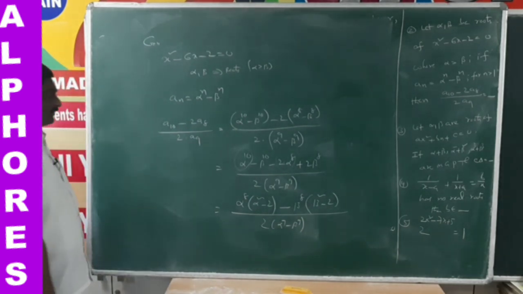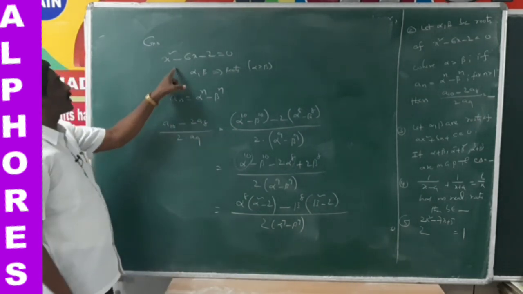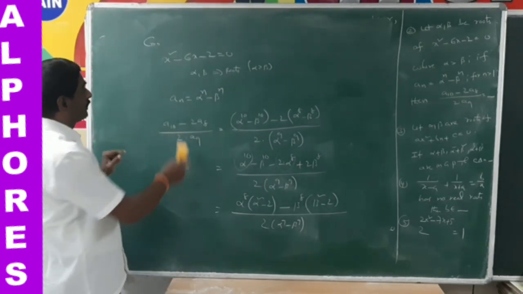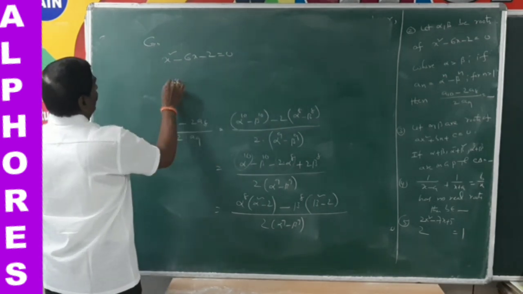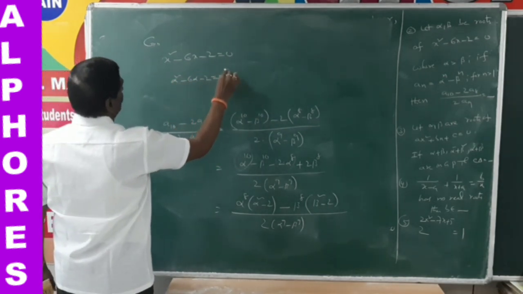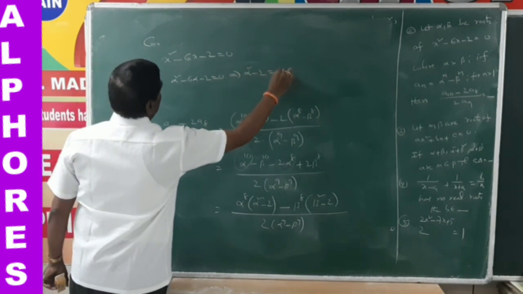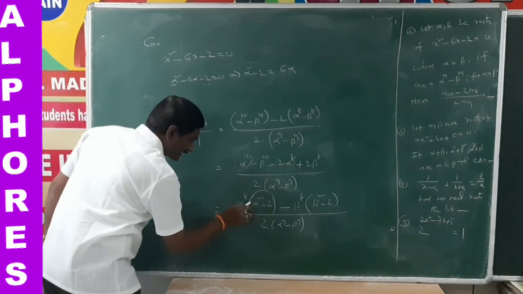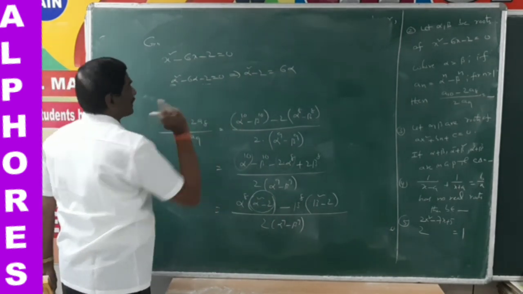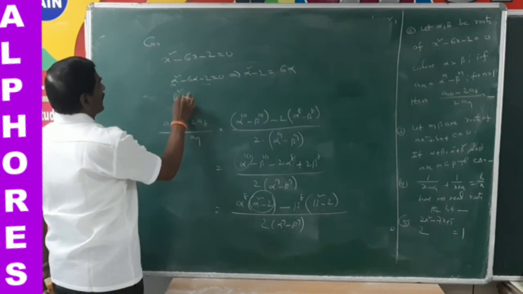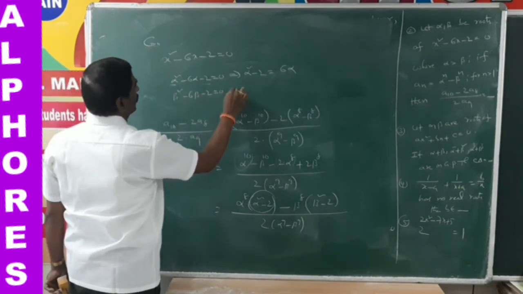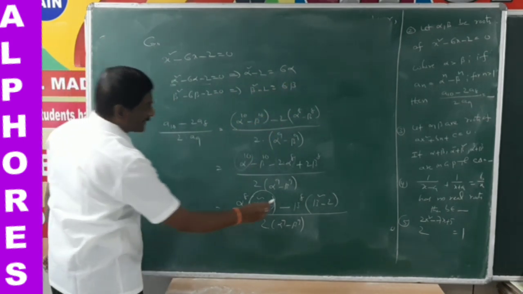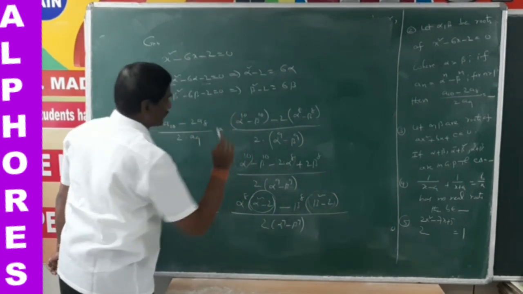But from the given, alpha comma beta are the two roots of this equation. That means alpha satisfies this equation and beta also satisfies this equation. That means alpha square minus 6 alpha minus 2 is equal to 0. That implies alpha square minus 2 is equal to 6 alpha. So replace alpha square minus 2 with 6 alpha. Similarly, beta square minus 6 beta minus 2 is equal to 0. That implies beta square minus 2 is equal to 6 beta. Replace this beta square minus 2 with 6 beta.